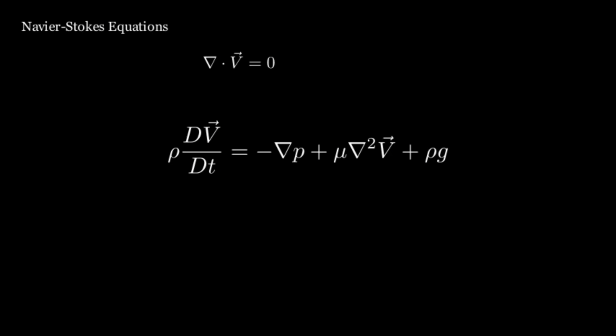The second equation is an application of Newton's second law of motion, F equals m times a, to fluid dynamics. The left side represents the mass and acceleration of the fluid. The right side represents the sum of the forces acting upon it: internal pressure, viscosity, and gravity. The capital D represents the material derivative. It accounts for two types of change in a fluid: the local rate of change over time at a fixed point, and the convection rate of change as the fluid physically moves through space.